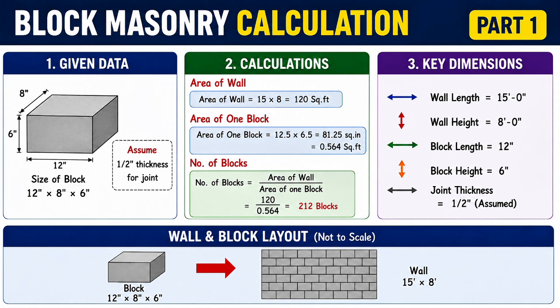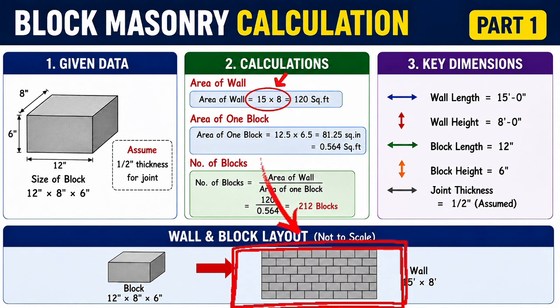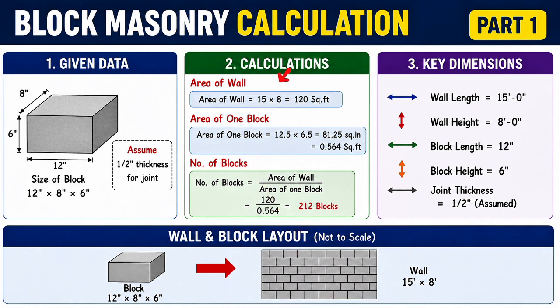The size of the block is 12 inches by 8 inches by 6 inches. We will assume a mortar joint thickness of half an inch. The wall length is 15 feet. The wall height is 8 feet. First, let us calculate the area of the wall. Area of wall is equal to length multiplied by height. So, 15 multiplied by 8. That gives 120 square feet.